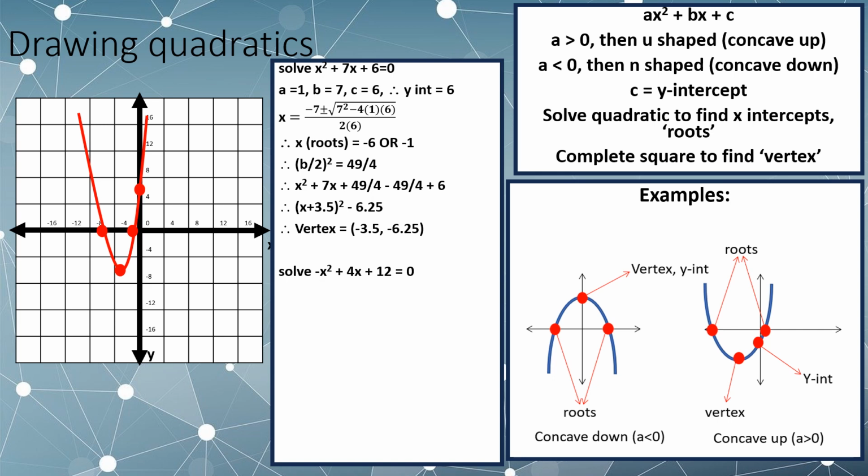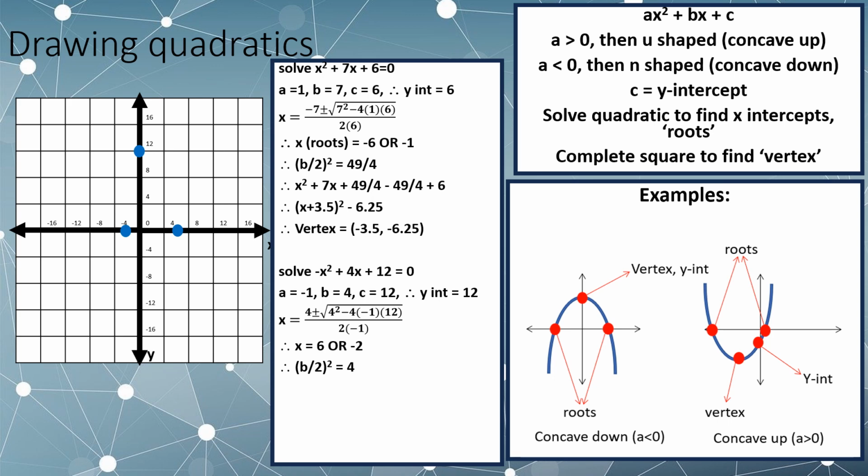We have -x squared plus 4x plus 12 is equal to 0. So we know a is equal to -1, b is equal to 4, and c is equal to 12, giving us our y-intercept of 12 straight away. Plugging those numbers into the quadratic formula, I get out x is equal to 6 or x is equal to -2. Then I need to solve my vertex. So in this case, my b over 2 squared is 4 over 2 squared, which equals 4.